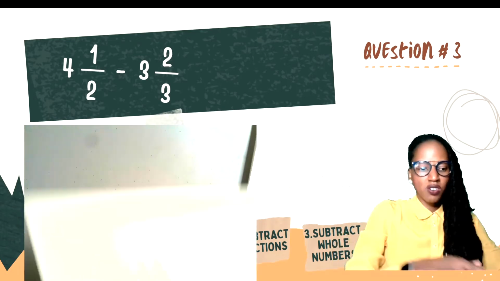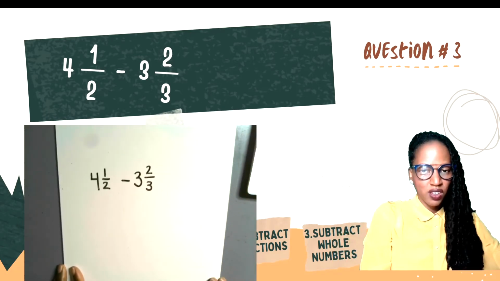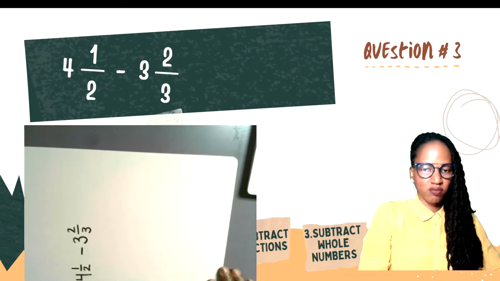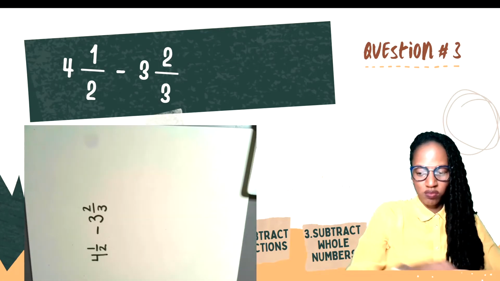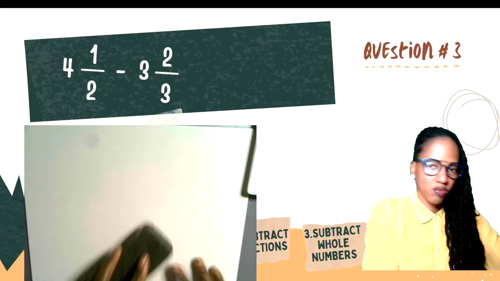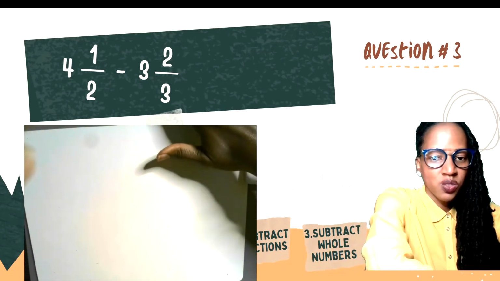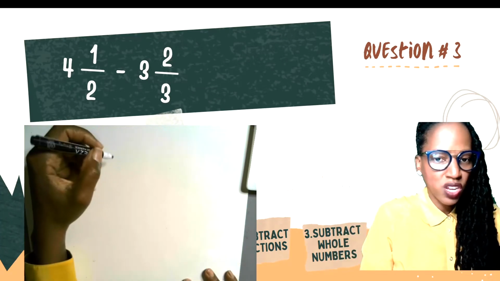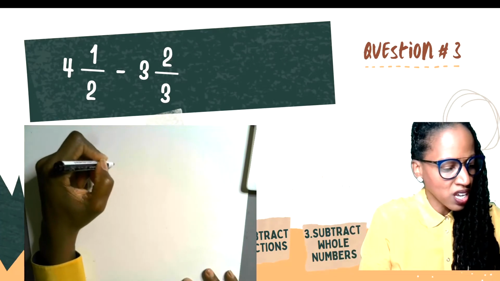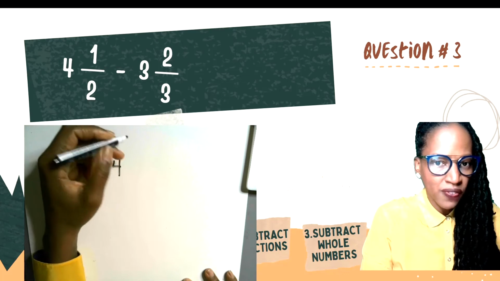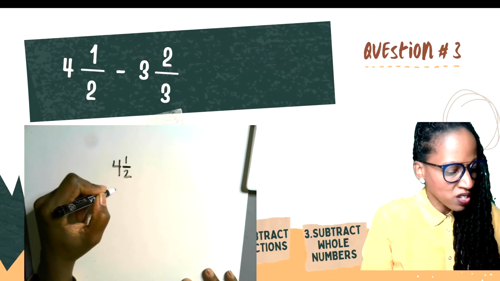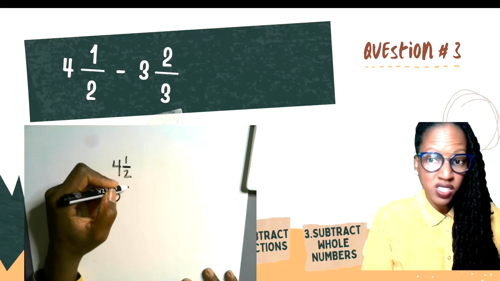All right, let's take a look at this one. So we have 4 1/2 minus 3 2/3. So again, I'm going to show you really quickly the benefit of writing those numbers vertically versus when scholars do it horizontally and the mistakes that I traditionally see.